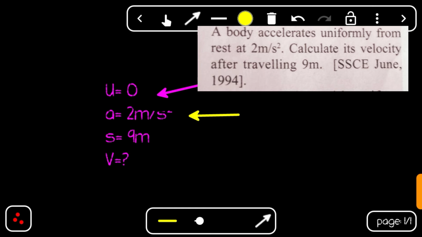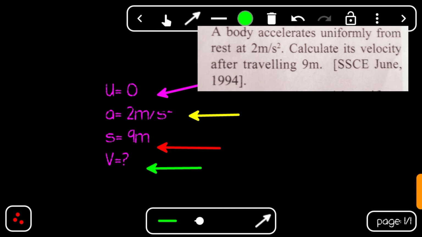After traveling 9 meters, that is the distance it has covered, meaning our distance equals 9 meters. It is advisable you list out all your parameters like this so as to easily identify which formula you're going to use to solve. And we are calculating the velocity, the final velocity. That is what we are calculating.